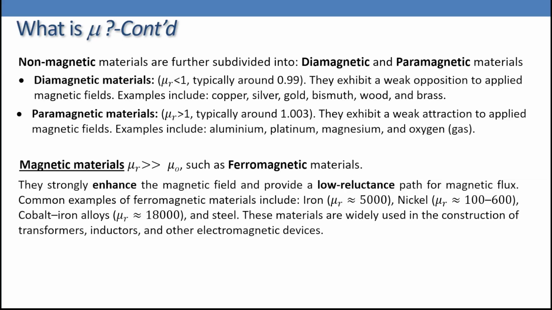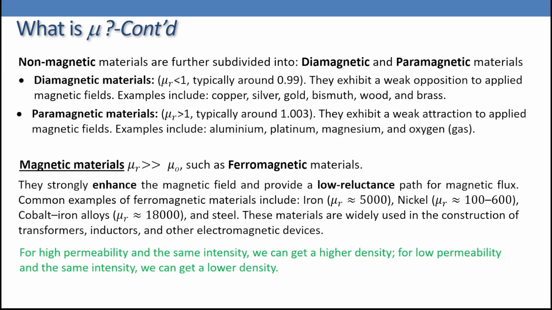Common examples of ferromagnetic materials include iron, with μr in the range of 5000, nickel, with μr in the range of 100 to 600, alloys in the range of 18,000, and also steel. These materials can be used for the construction of electrical machines such as transformers and motors. For high permeability and the same intensity, we can get a higher density. For lower permeability and the same intensity, we can get a lower density.